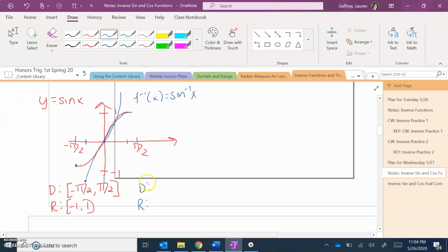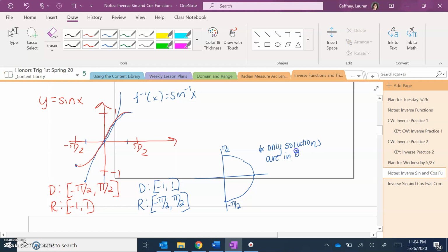So now domain and range flip. Now our domain is negative 1 to 1, and our range is negative pi over 2 to pi over 2. So this is going to have implications when we're solving. If you think about it, if your range is negative pi over 2 to pi over 2, this is 0, this is pi over 2, negative pi over 2 is down here. So the only solutions when you do sine inverse are in quadrants 1 and 4. Specifically in quadrant 4, they have to be between negative pi over 2 and 0. So we'll see what happens there when we do a couple problems.